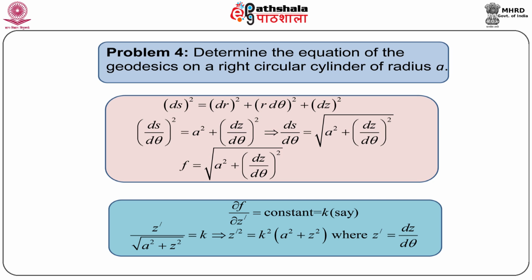Consider another problem. Determine the equation of the geodesics on a right circular cylinder of radius a. In cylindrical coordinates small r, theta and z, we have this relation, that is ds square equal to dr square plus r square d theta square plus dz square. This can be written in this way. Please note that since the radius is given by small r equal to a, so dr vanishes, thus we get this result.